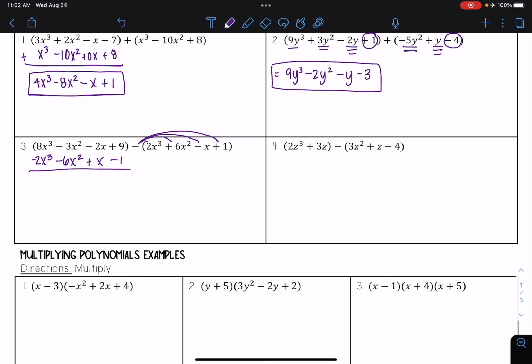So 8 minus 2, I get 6x cubed. Negative 3 minus 6, I get negative 9x squared. Negative 2 plus 1, I get negative 1x. And 9 minus 1, I get 8.